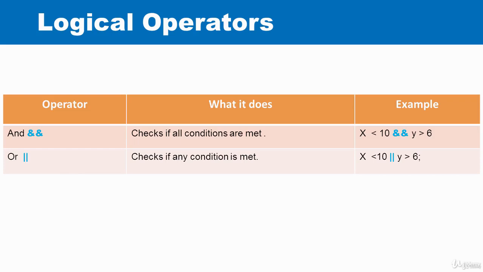So this is a basic table that shows you two logical operators. The first is called the AND and is represented by the ampersand symbol. What that does is check if all the conditions are met, and it will return a Boolean result, either true or false. If all the conditions are met, it will return true. If not, it returns false.